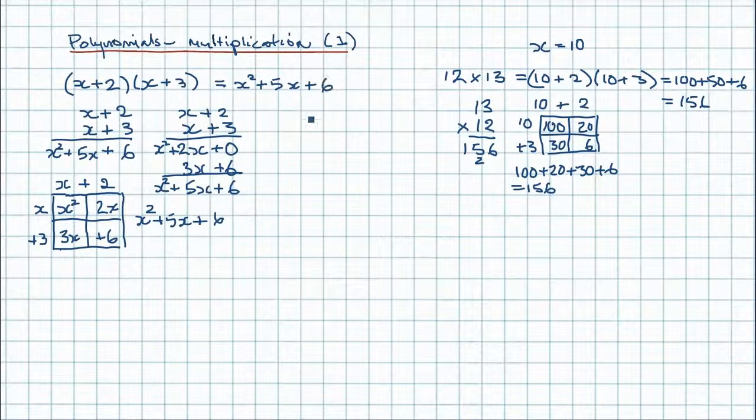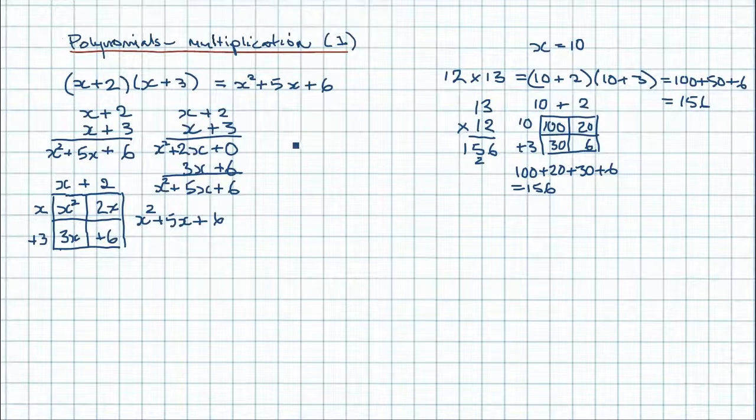So again, very simple, very quick, and probably reliable enough. So foiling, grid method, or crisscross all seem to work very well. Standard algorithm takes a bit longer.